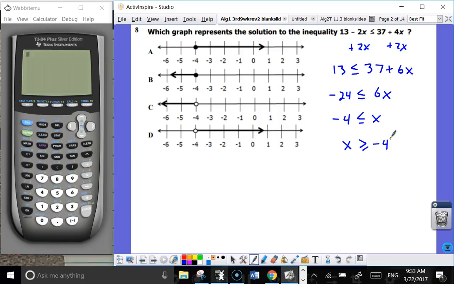Which one of those looks like it could be it? It's A. Why is it A and not D? Because the circle is open, so that would have been a greater than, not greater than or equal to.